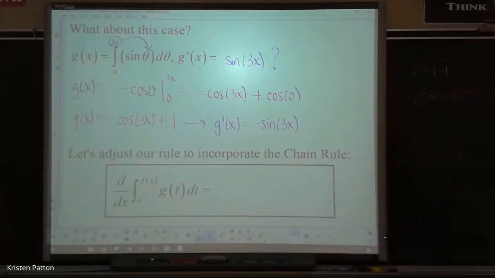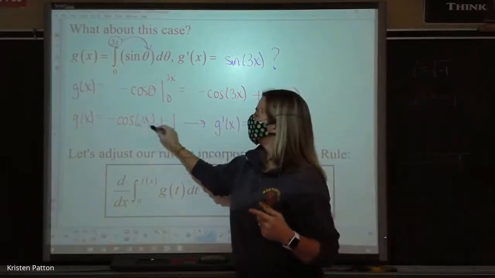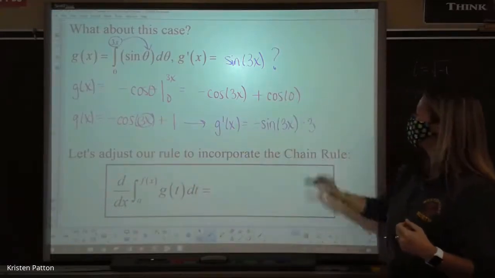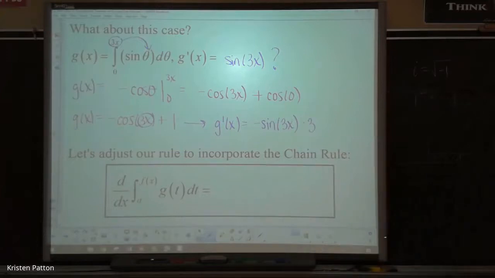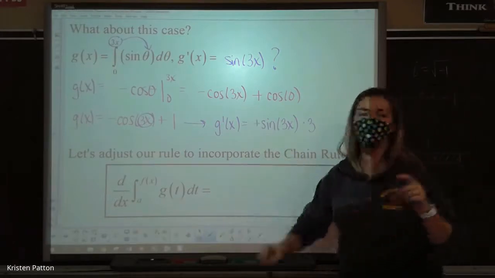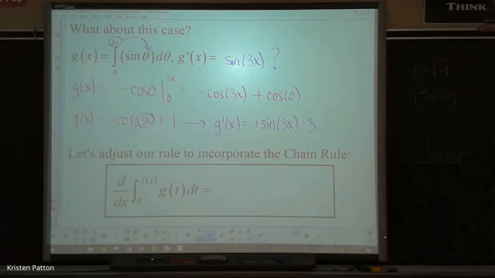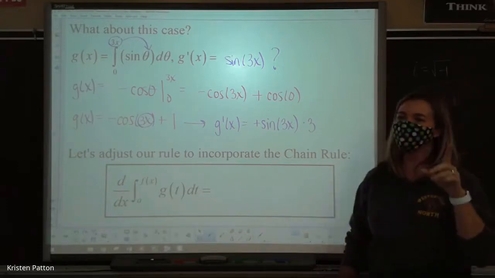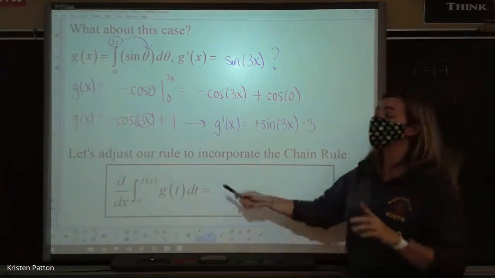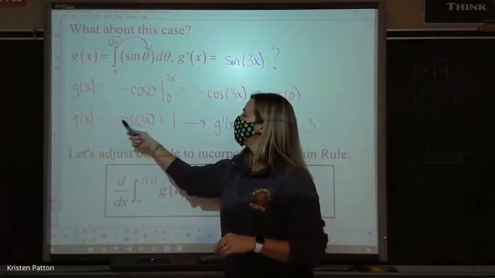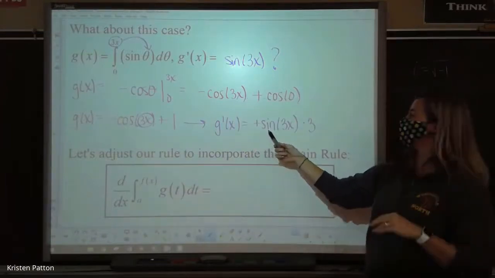The inside stays the same. The chain rule says multiply that by 3. Did I write negative sine? And I meant to. The derivative of negative cosine is positive sine. I don't know what I said and what I wrote. Did I say one thing and write another? You said positive, and okay, so I didn't think I said it wrong. That's my fault. The derivative of negative cosine is positive sine. I think I wrote a negative there.